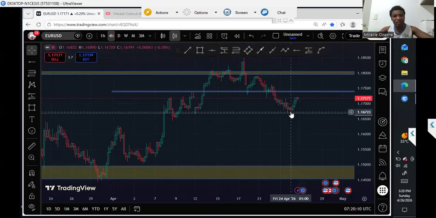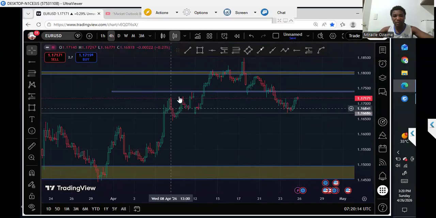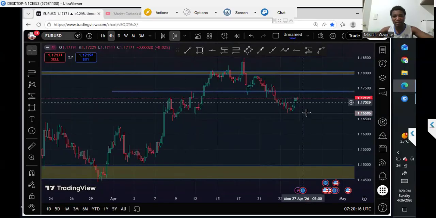Why? Because this is just a singular move towards the upside. If this market printed a base like this around this area, then I'm going to be convinced that we are looking forward towards the upside. However, this is just a singular move towards the upside that has not yet formed a base around this area.